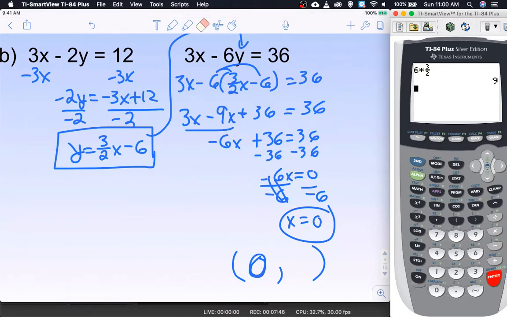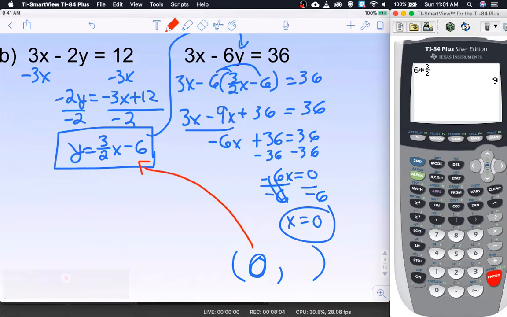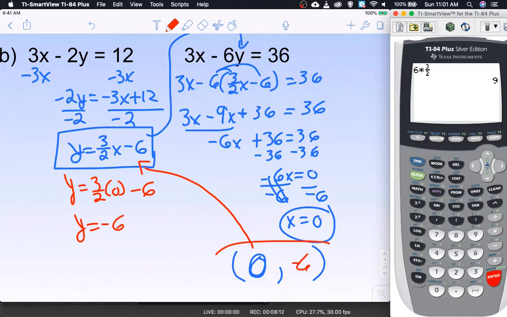Now what we're going to do is plug in 0 in one of our equations that has x's and y's, and we're going to find the y value. So I'm actually going to plug it in right here. I have space under this equation. This equation has both x and y in it, so I can use it. So I'm going to plug in 0 for x. Y equals 3 over 2 times 0 minus 6. Y equals negative 6. And that is my solution.